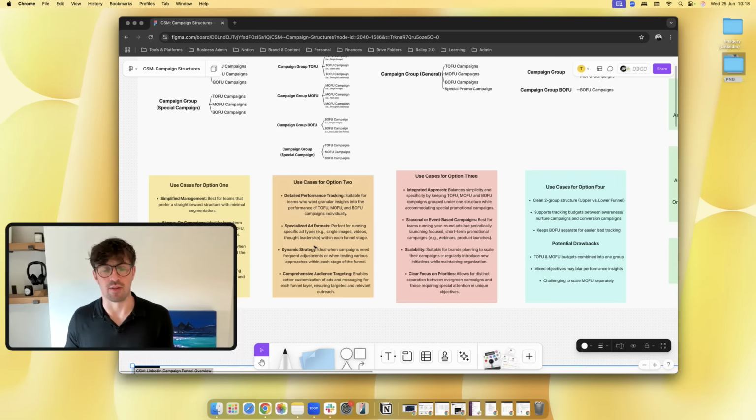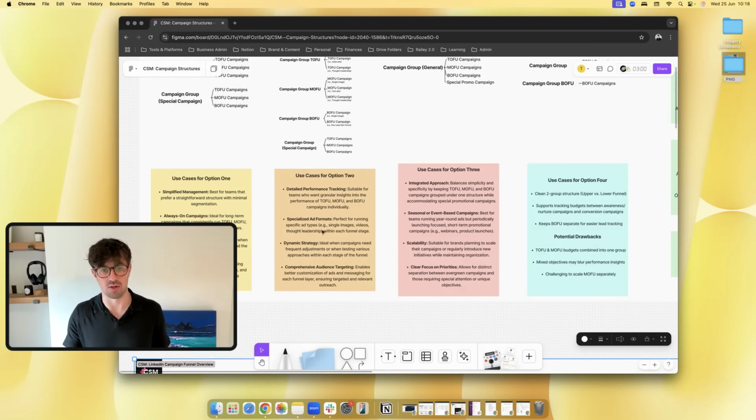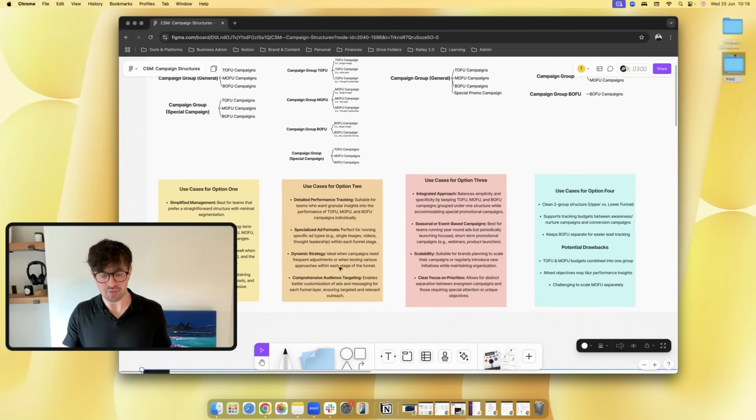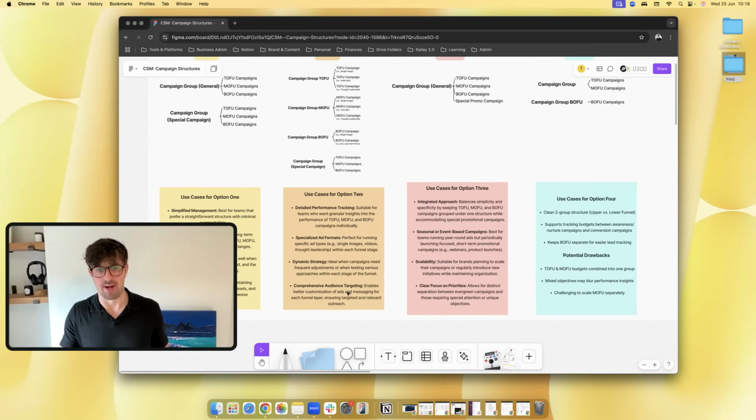It's really good for having a deep analysis and feedback on specialized ad formats. So again, let's say you want to introduce thought leader ads for some of the key execs within your business. Having an understanding at this more granular level will give you that feedback that you want. Again, when there's frequent adjustments, let's say big budget changes, big creative changes, and so on, this is a great option, and it enables that deeper layer of audience targeting.